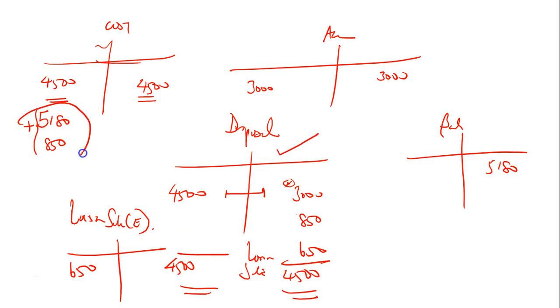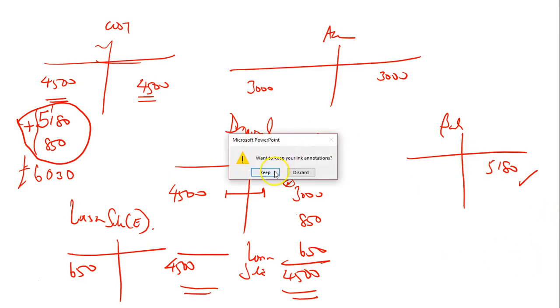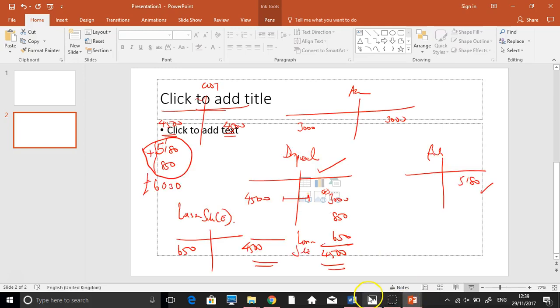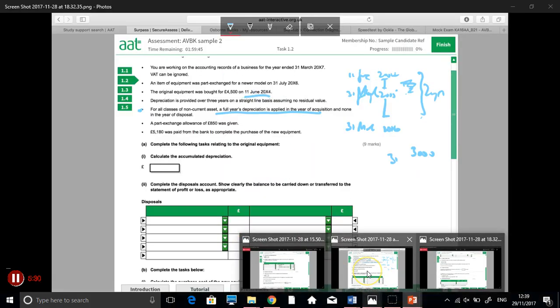That's the cost of the new asset. And if you add these two together, you will get 6,030, which is the cost of the new asset. That must have been the cost of the new asset. 5,180 has left the bank. And that's how you arrive at your figures. I think that's the thrust of it.